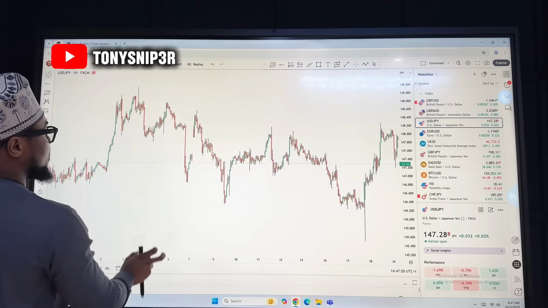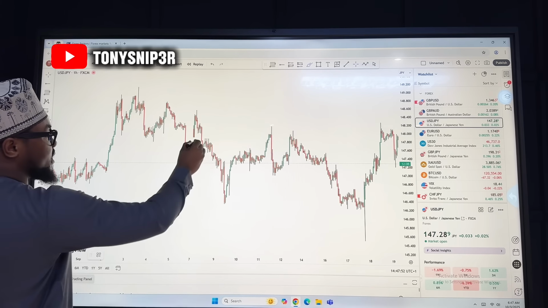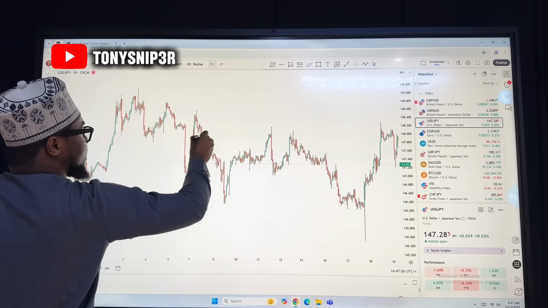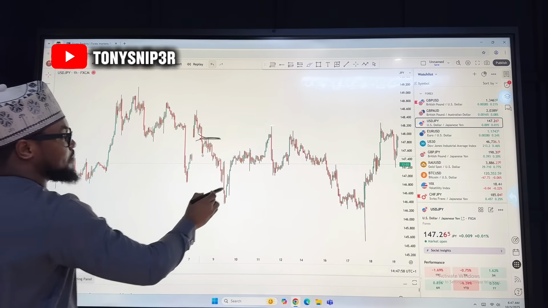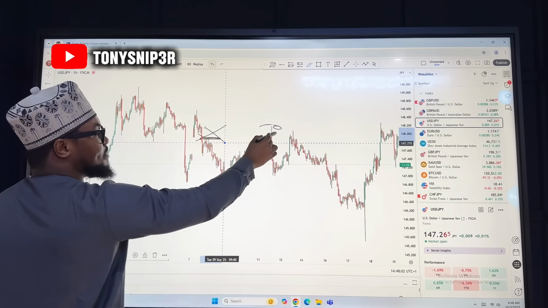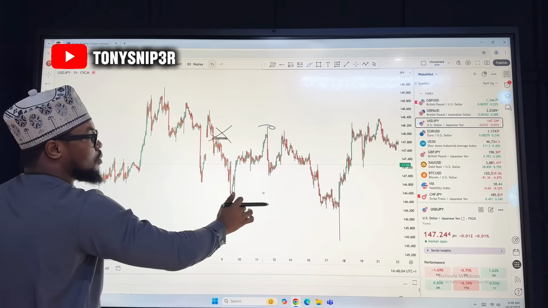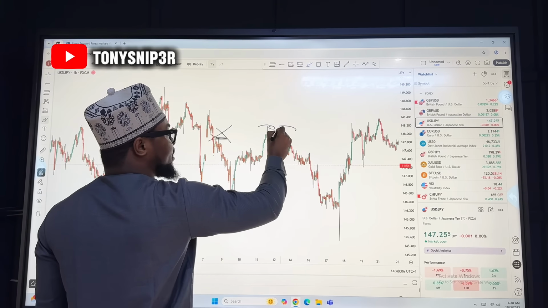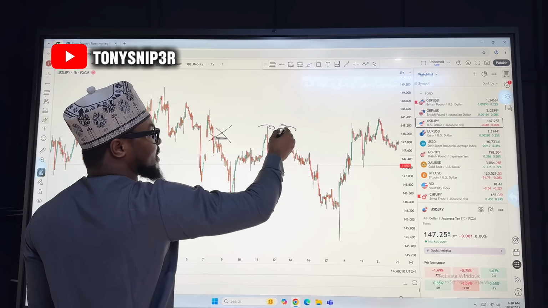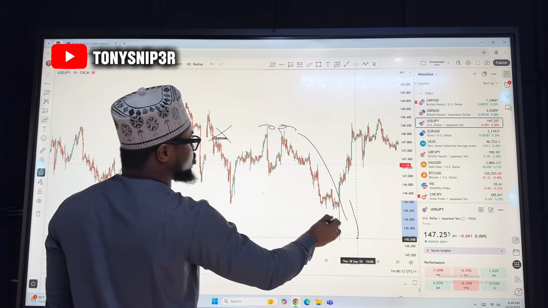Now, this market created what? Created an equal high here. Then the market went up to clear the equal high. Immediately after the market cleared the equal high, what happened? It created another high here. And after creating this high, we saw a huge drop.